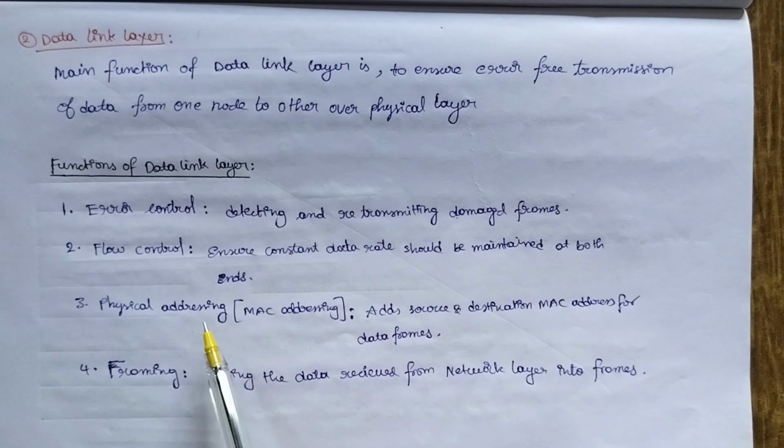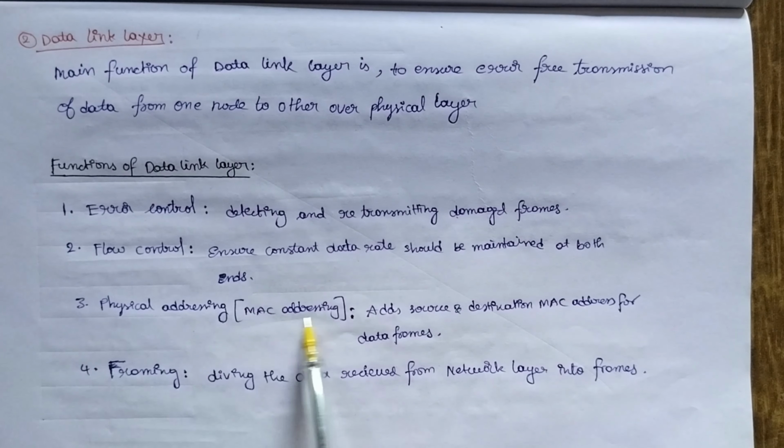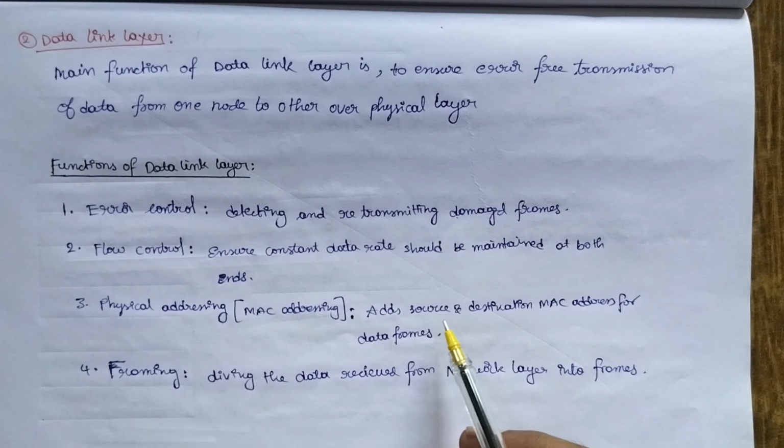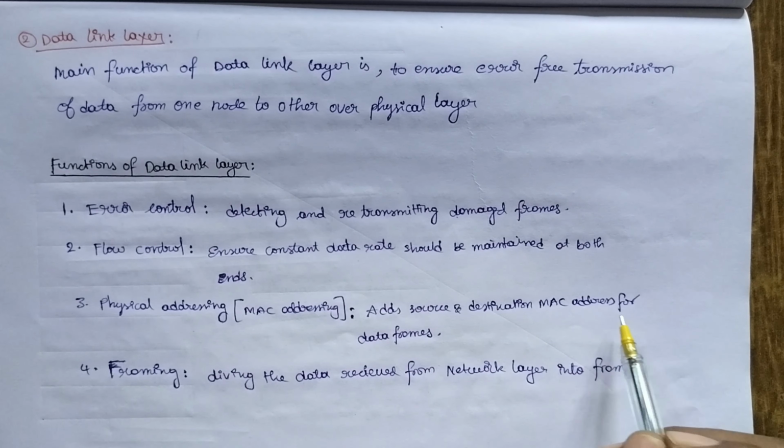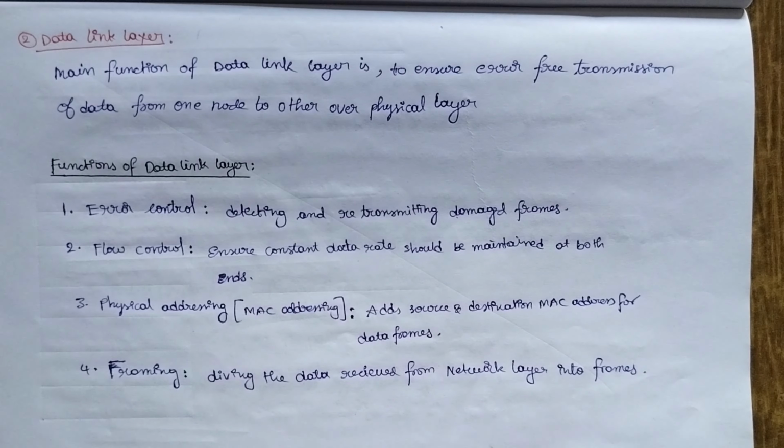The third function of a data link layer is physical addressing. It is known as MAC addressing. So it adds the source and destination MAC addresses to the data frames. Coming to the fourth one, it is framing. Framing means dividing the data received from the network layer into frames. It means that it will segregate the data. It divides the data received from the network layer into different frames.